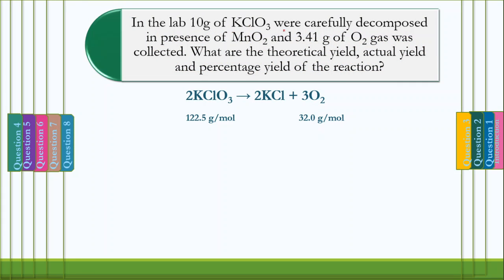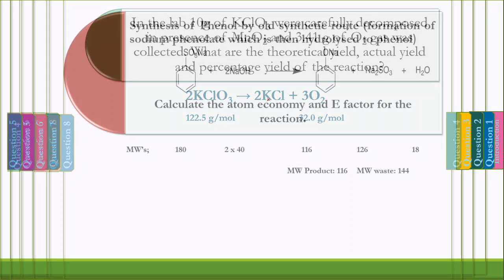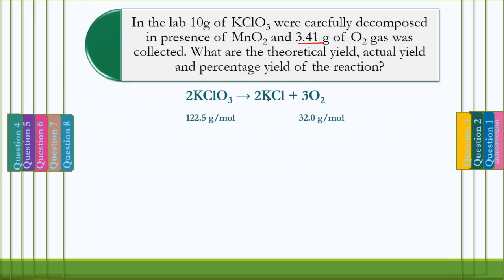In the lab, 10 gram of KClO3 was carefully decomposed in presence of MnO2 and 3.41 gram of O2 was collected. What are the theoretical yield, actual yield and percentage yield of the reaction? तीनों चीज़ें पूछी हैं आपसे, ठीक है? So how are you going to do? Let's say how to solve the question.